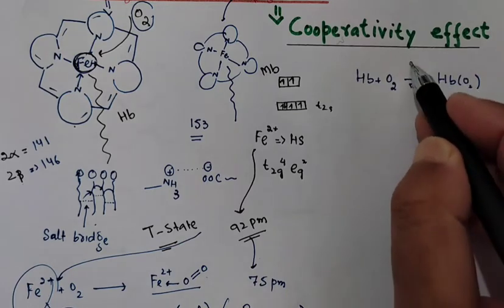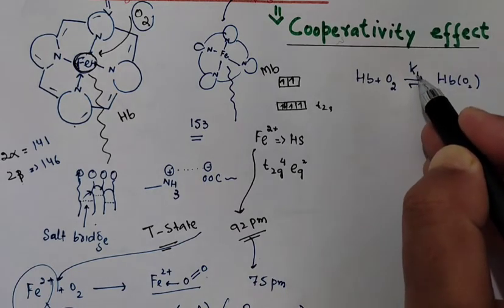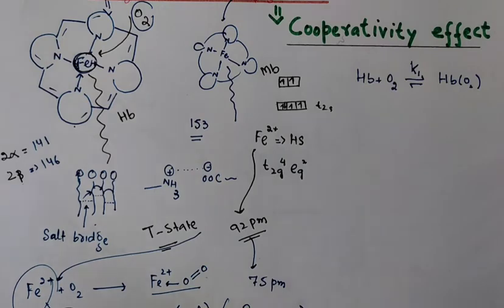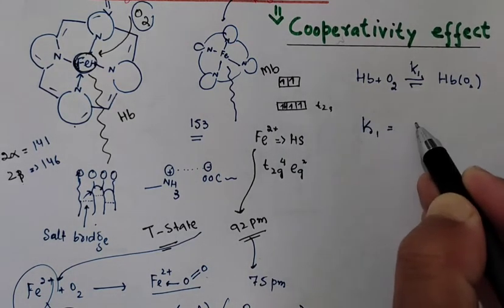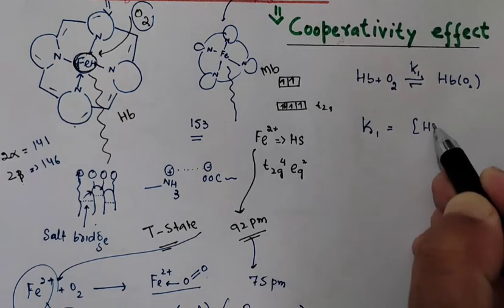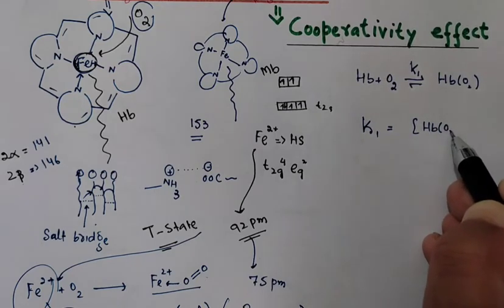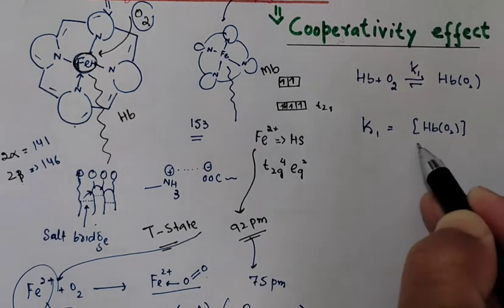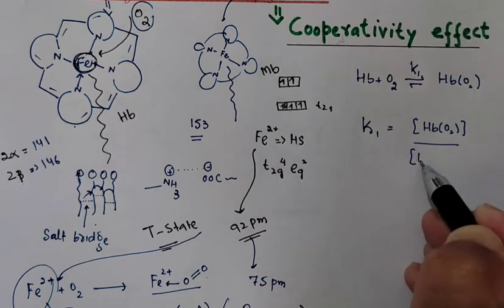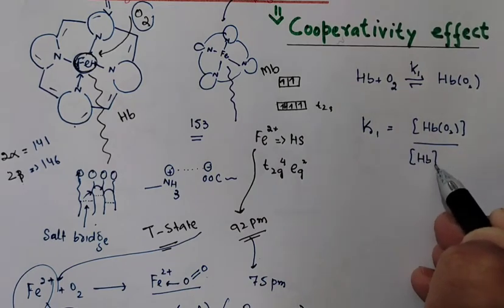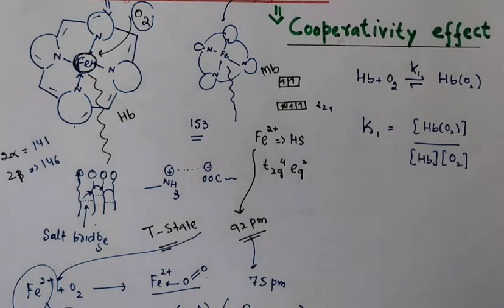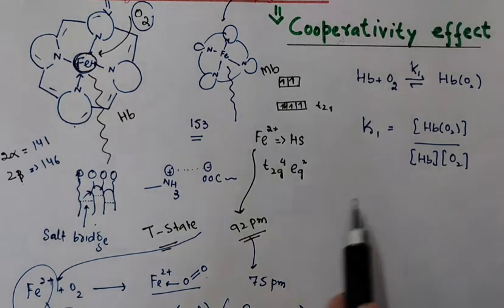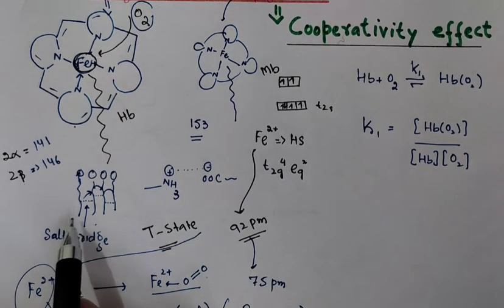Okay, so we can write down this is K1, I see the binding constant. So we can write down the binding constant as the concentration of hemoglobin bound with oxygen, that is oxygenated, divided by the concentrations of hemoglobin and the oxygen. That's your K1.